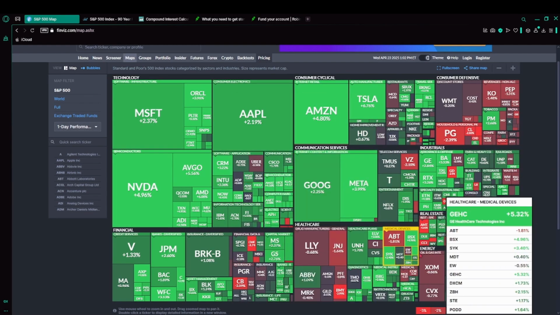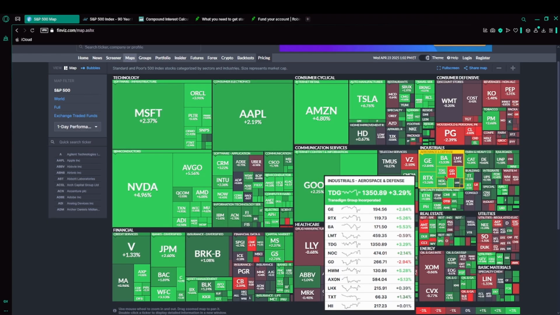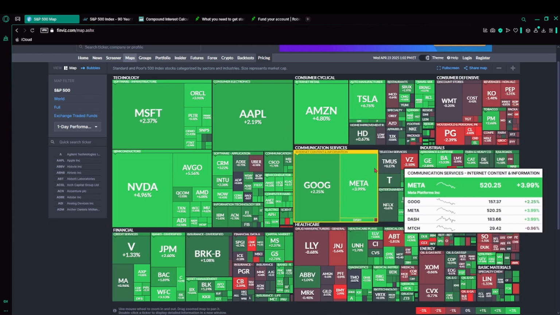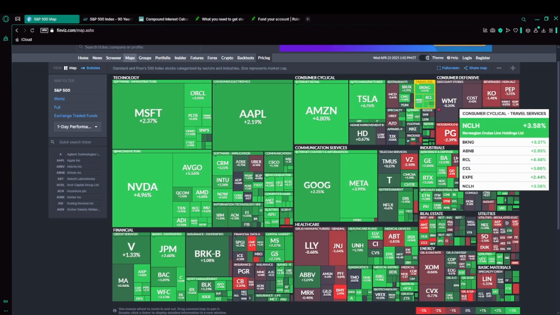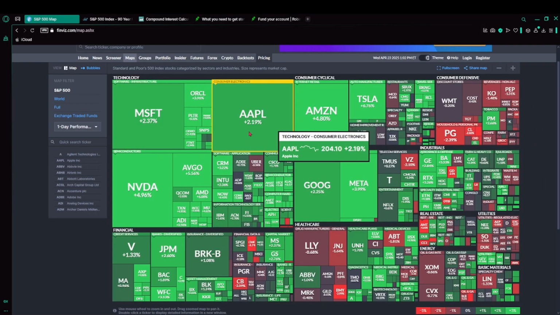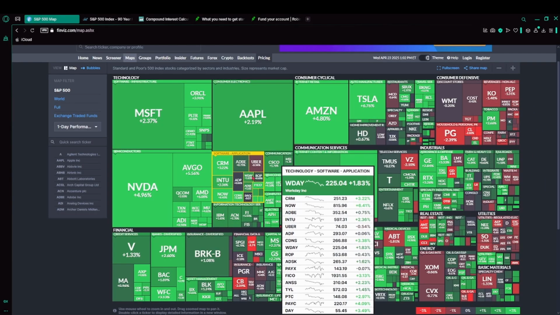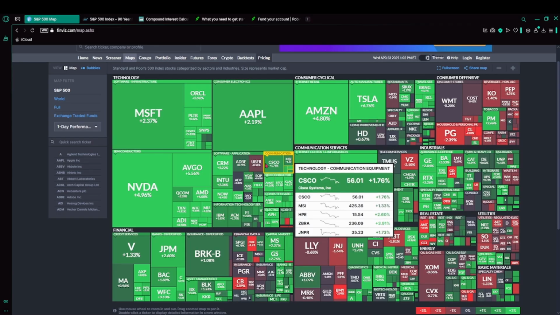If this is all red, it pretty much means the market is not doing well, and if this is all green, it means the market's doing all right. It's pretty simple to understand once you get a hang of it, but the bigger the square, the more market cap the company has, and the smaller the square, the less market cap it has.